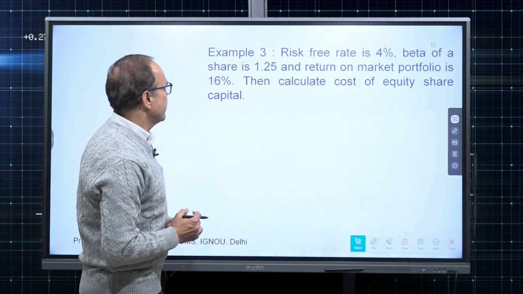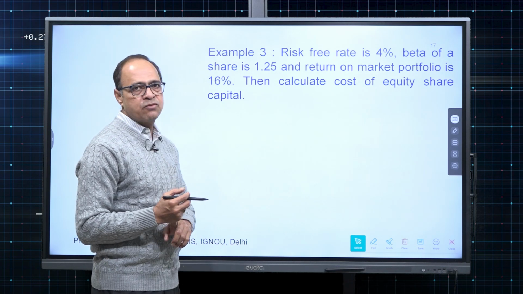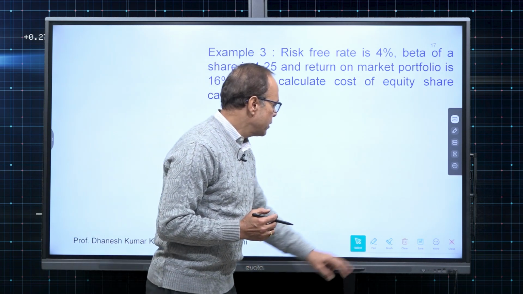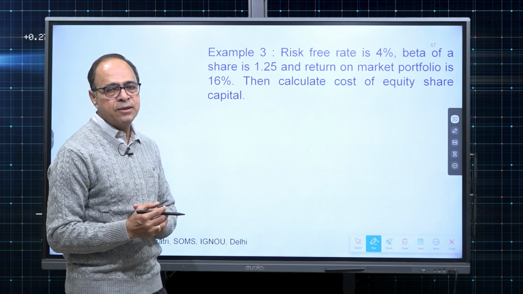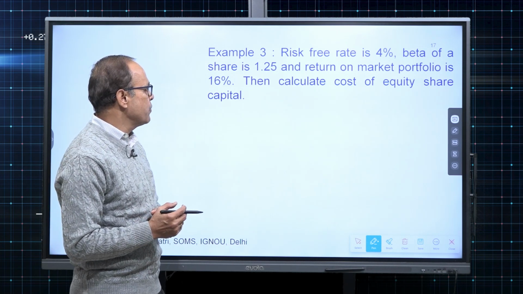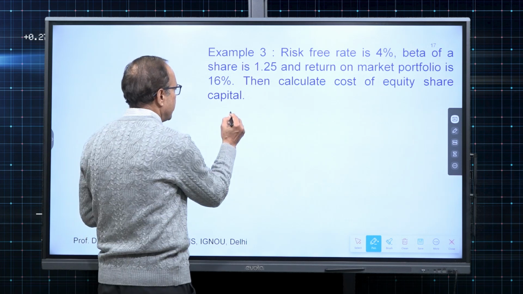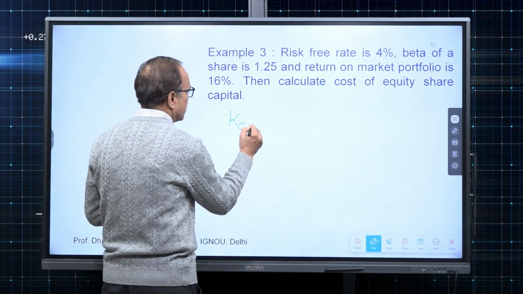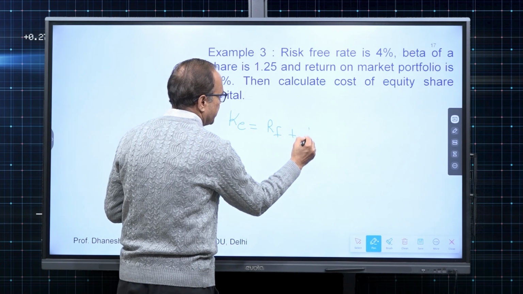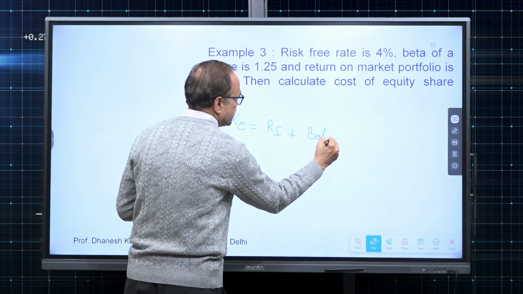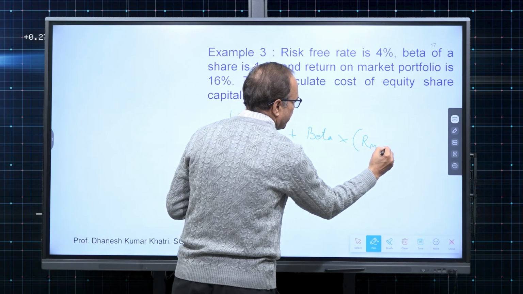So, we can take an example. Risk free rate is 4%, beta of a share is 1.25. If market portfolio or index of the market is generating 16% return, then calculate cost of equity share capital. So, we can calculate KE is equal to RF plus beta of the stock multiplied with RM minus RF.